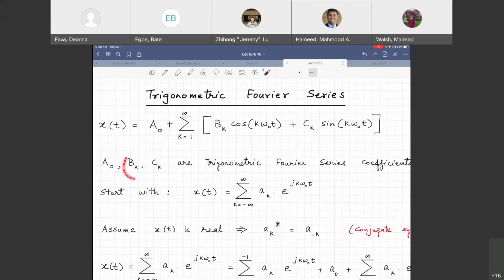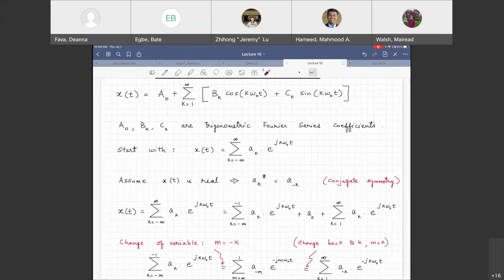Next, B sub k, coefficients of the cosine projection. C sub k, coefficients of the sine projection. Over here, k is going from 1 to infinity. So x of t is essentially broken down into projections on the cosines, projections on the sine, and a DC term. And when you sum them all back, you should get x. So now let's try to evaluate some properties of these trigonometric Fourier series.